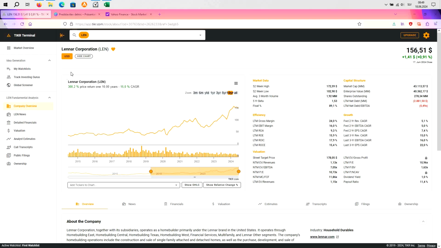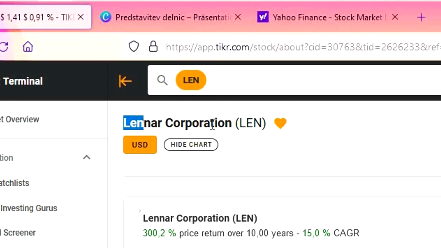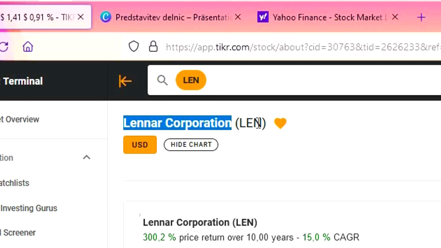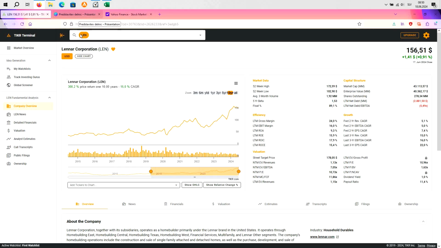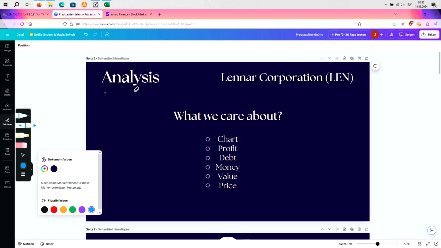I genuinely think that we found a severely underrated stock called Lennar Corporation with the stock ticker LEN. So how are we going to analyze this stock? Of course, as always, with my little Canva presentation that I prepared right now here. It's very straightforward, it's very beginner friendly, no useless chatting, no useless information, just like your useless university teachers give you. Here we go straight into the source, you know.